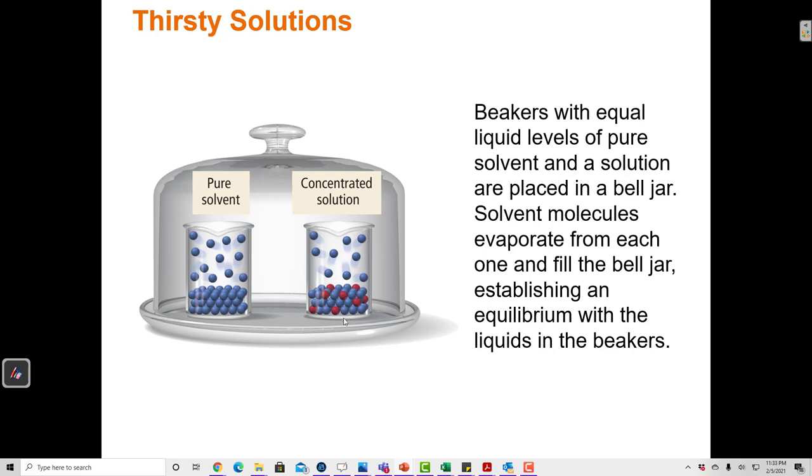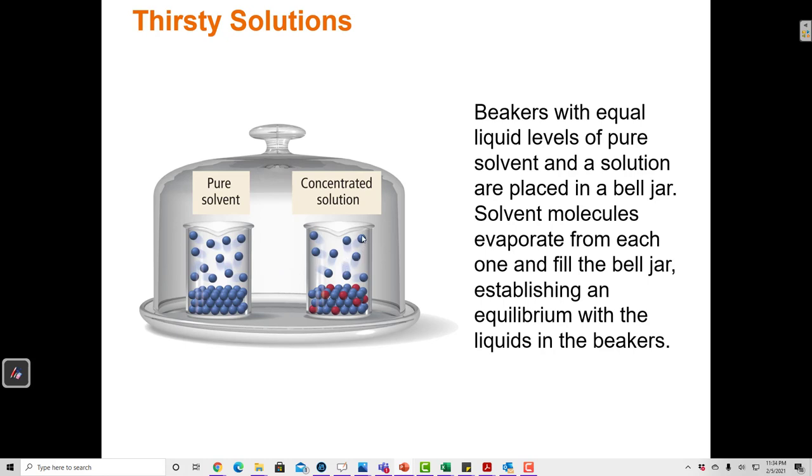This solution over here is stickier to the gas particles than the pure water is. It's stickier in the sense that fewer of them can escape, and when the gas particles get close, they get stuck. So over time, this would be pure solvent, I suppose, this is just the water, the pure solvent is going to evaporate at a faster rate than the solution is. And so more of these particles are going to be in the gas phase. As they diffuse and randomly move around the volume until they get into this beaker, once they get close enough to the solution, they're going to get pulled in and stuck in that solution.